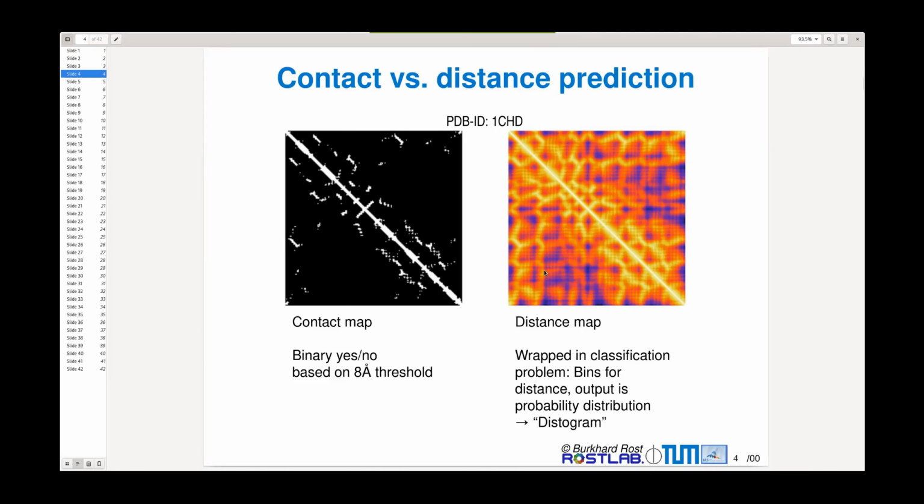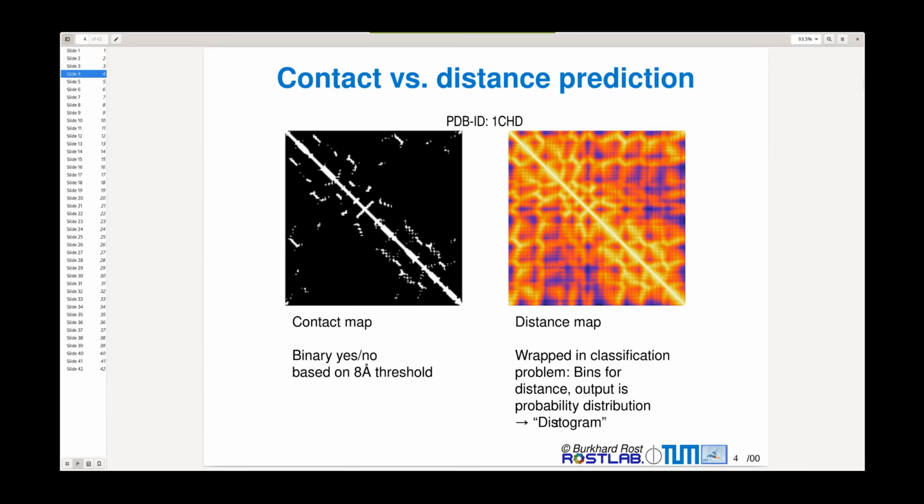If we do it like that, we end up with 42 bins in total. And the last bin is just the catch-all bin for everything which is above 22 angstrom apart in the 3D structure. And what we then predict is not just a binary thing. We are predicting a discrete probability distribution over these 42 bins. So we assign a probability for each distance interval, and we can use this for reconstruction of 3D structure.